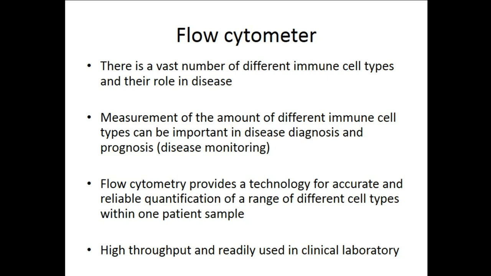So the flow cytometer provides a technology for accurate and reliable quantification of a range of different cell types within a patient's sample. The biggest asset of the flow cytometer is it lets us do it in a high throughput manner, which means it can be used in a clinical context in the day-to-day running of the lab. Okay? And you'll see as we move on through the slides, the flow cytometer can actually count millions of cells within a matter of minutes.